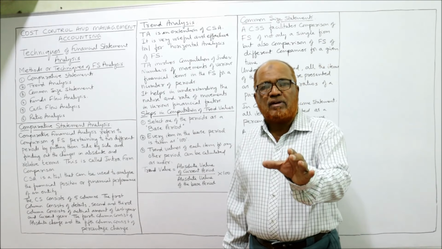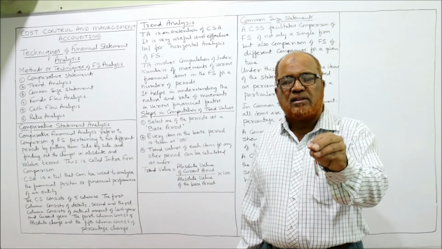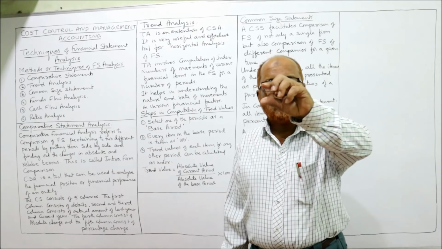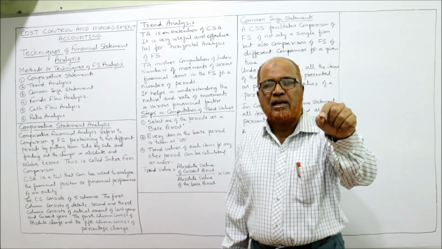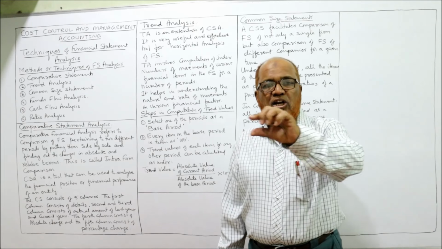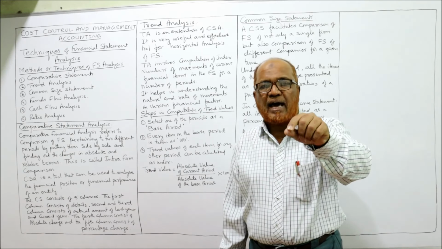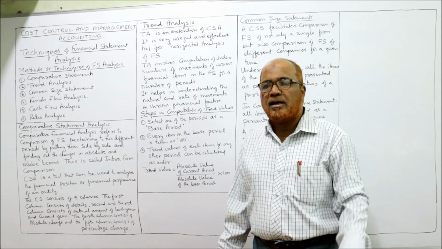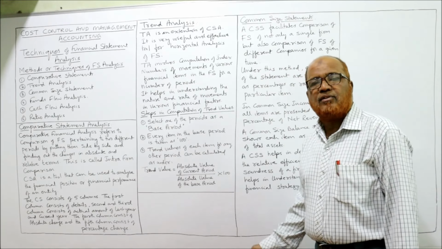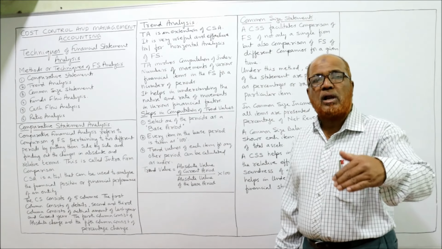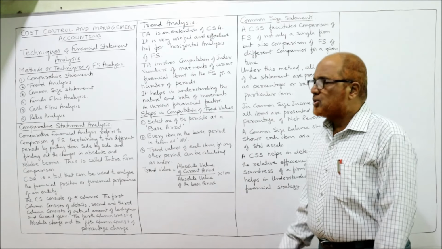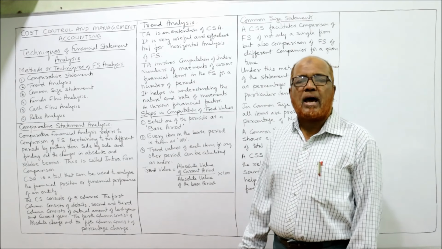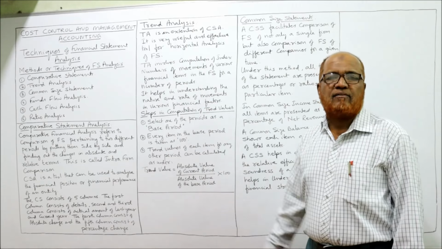So information is given. Absolute items are given in the problem. So take in numerator absolute value in current year. Denominator absolute value in the base year into 100. This will give you trend values for all other factors. So these three steps will be applied to calculate the trend values.